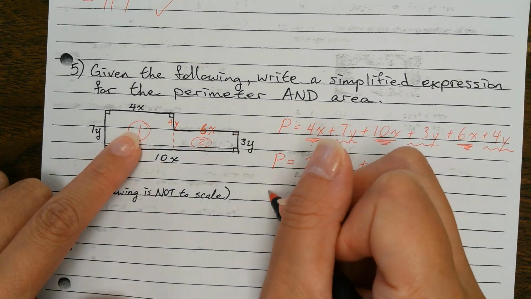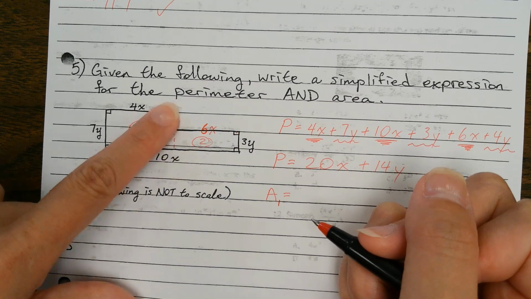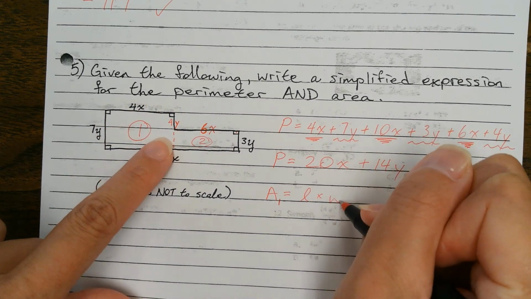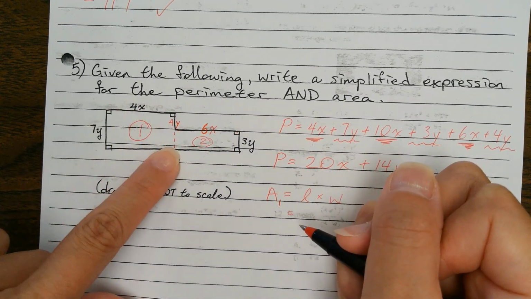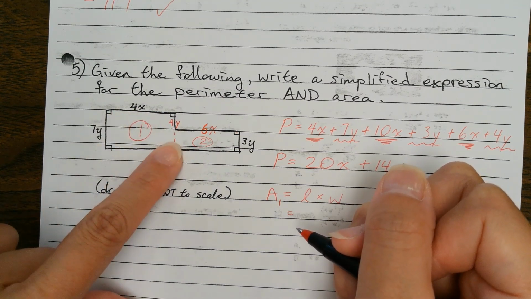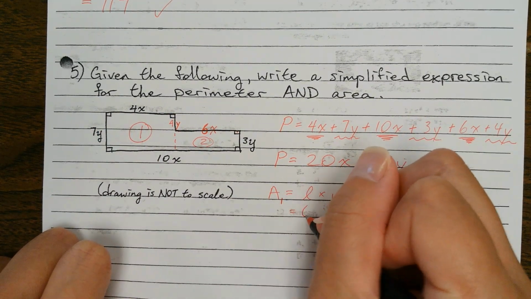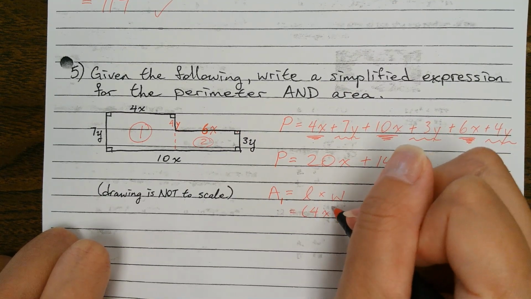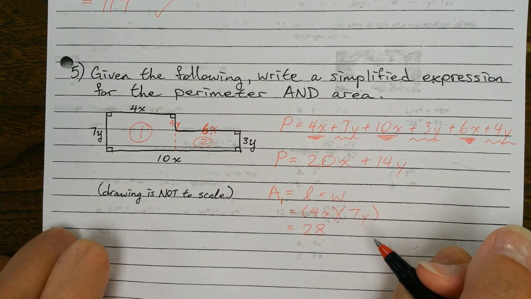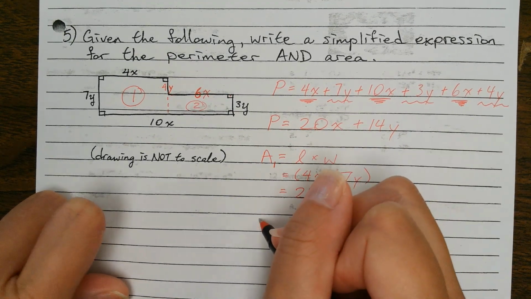So if I want to find the area of this first rectangle right here, what's the dimension of this rectangle? Remember, it's length times width. So the dimension of this first rectangle? 4x times 7y. Yeah, 4x and 7y. What does that give me? 28xy. Good.